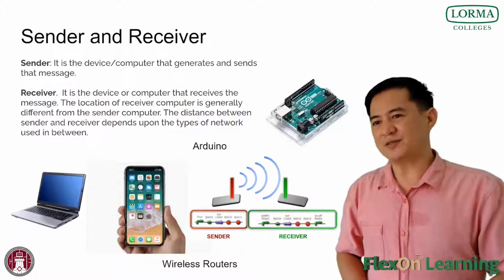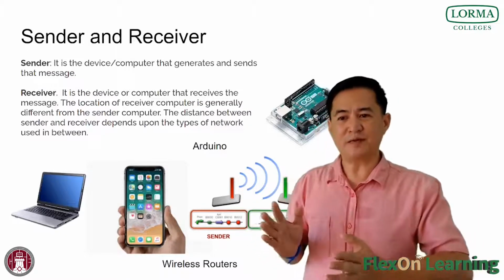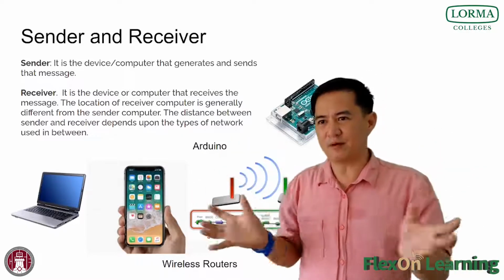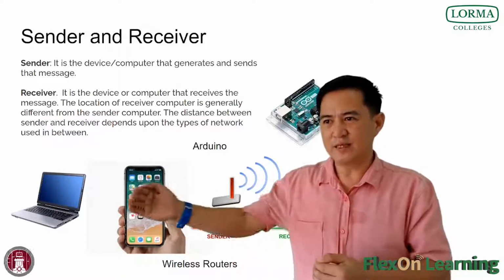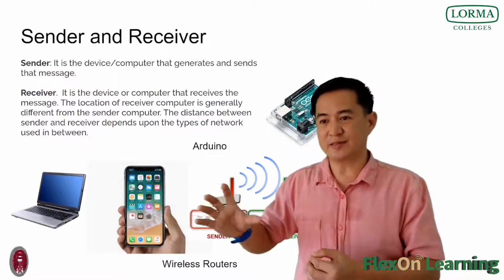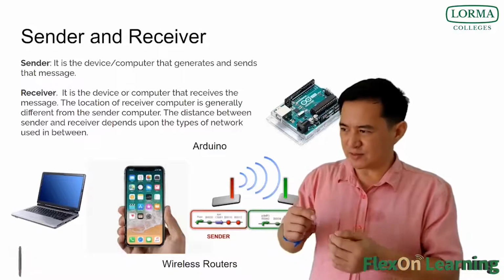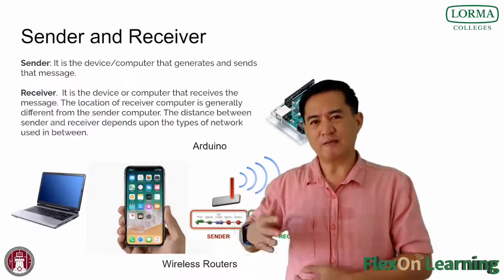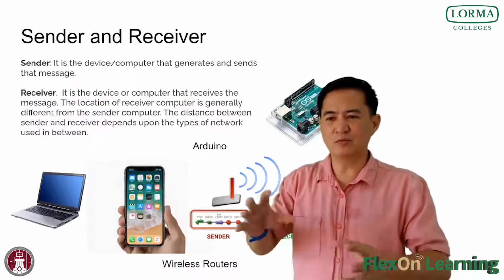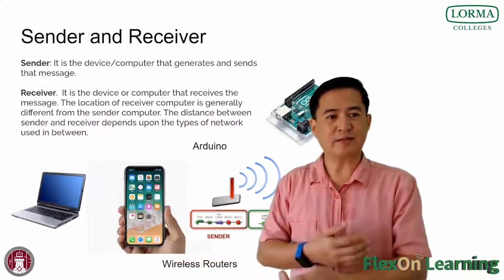So a receiver is the device or a computer that receives the message, and the location of the receiver computer generally affects the type of network that we have. If you have a longer distance, it might require more devices in between and more protocols in between, such that this signal could be able to travel a farther distance. So it could be you have your own room and you have two computers there, and then you connected them together.